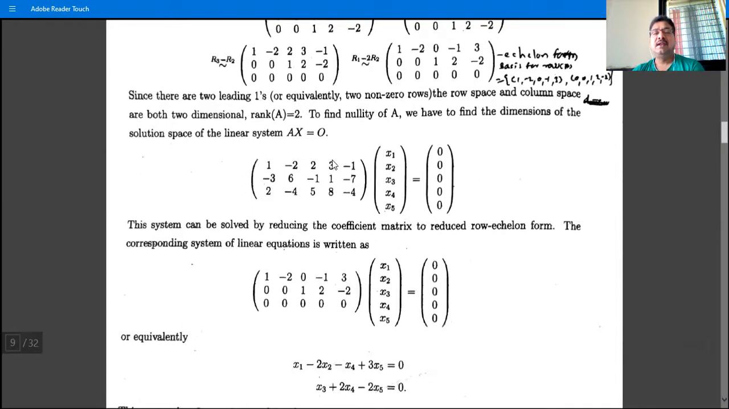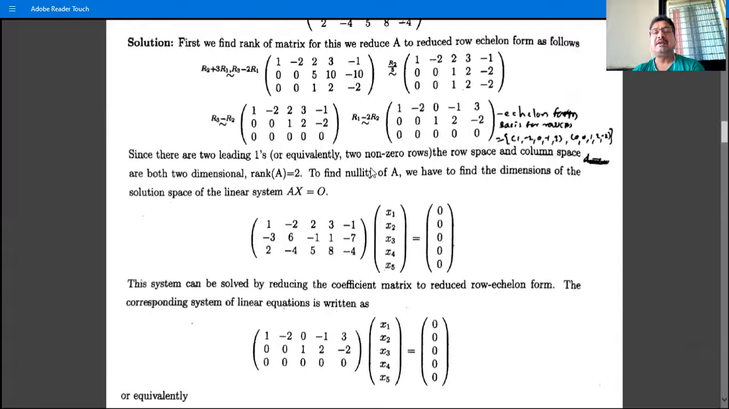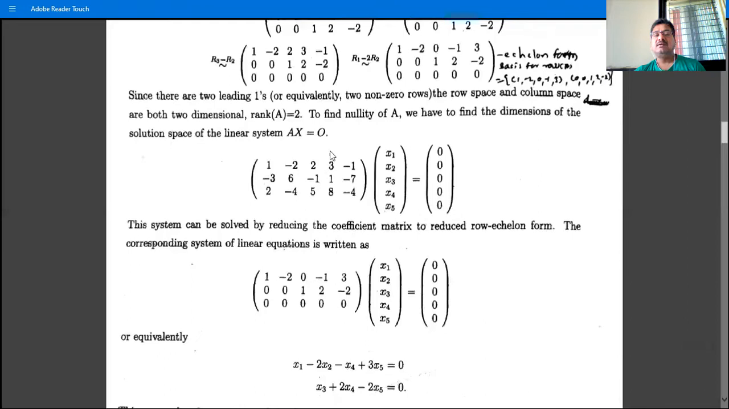So next we have to find the nullity of the matrix A. In order to find the nullity of the matrix A, we have to find the dimension of the solution space of the system Ax equals 0. So what is the system? Ax equals 0. What is the order of this matrix? This X matrix has 5 columns, 1, 2, 3, 4, and 5. So take x1, x2, x3, x4, x5 as the 5 rows. And then this is the system.